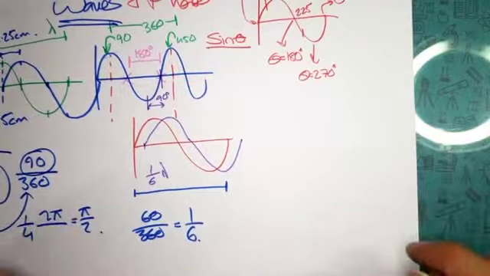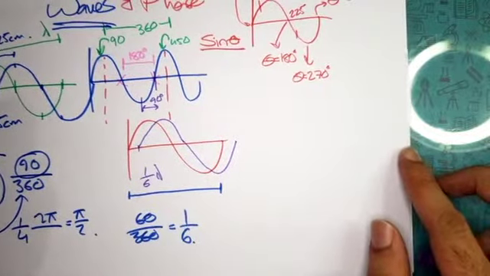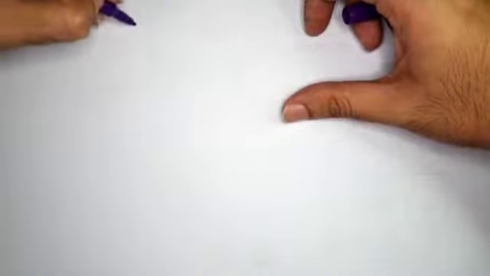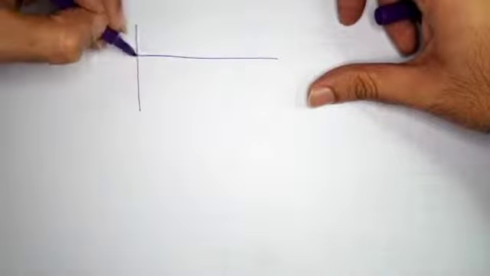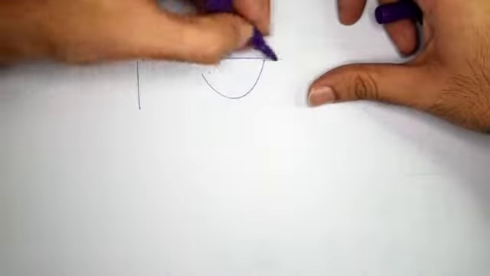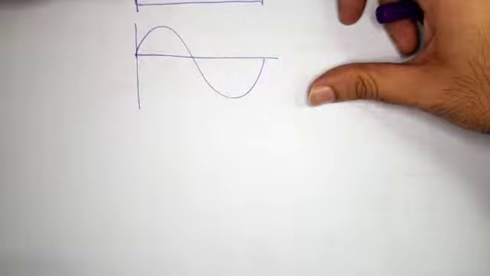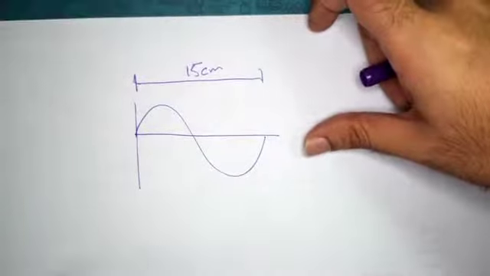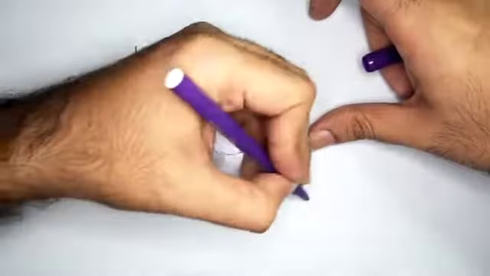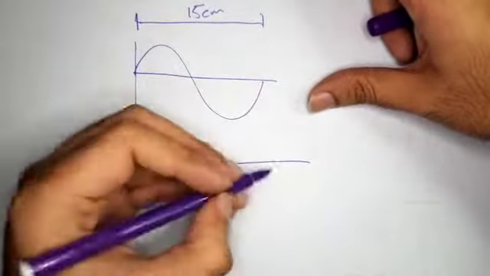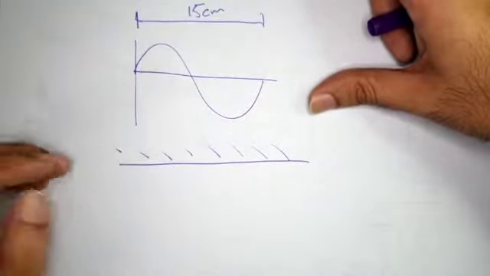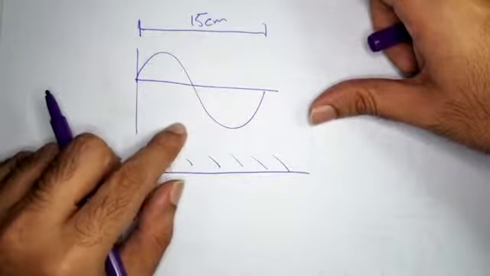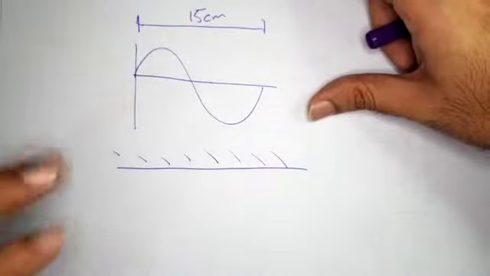Now, let's move on to something a little more complicated when it comes to phase. We need to talk about path difference. So say I draw a wave like this, and this wave has a certain wavelength. Say this is 15 centimeters. And say there's this metal surface, so it would reflect electromagnetic waves. Say this is a microwave.